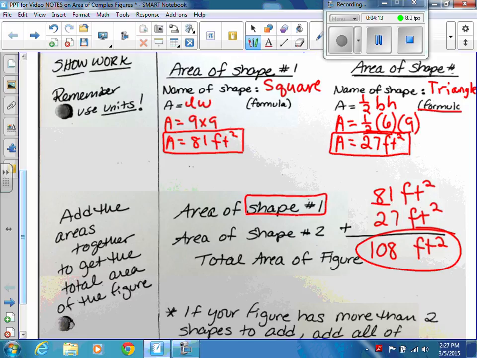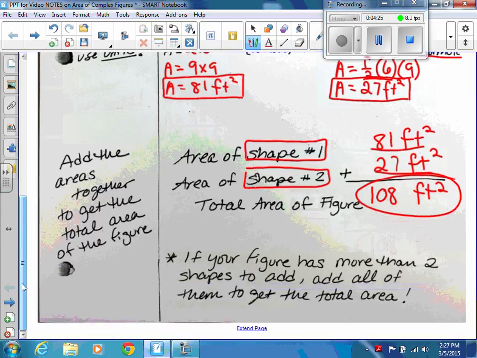We had the area of the first shape. We had the second shape, and we already had our areas figured out, and then all we had to do was add them up at the end. So the only thing we're doing here is finding the areas and then adding them up. Remember, too, it says if your figure has more than 2 shapes to add, like I just said, you're going to add all of them to get the total area.